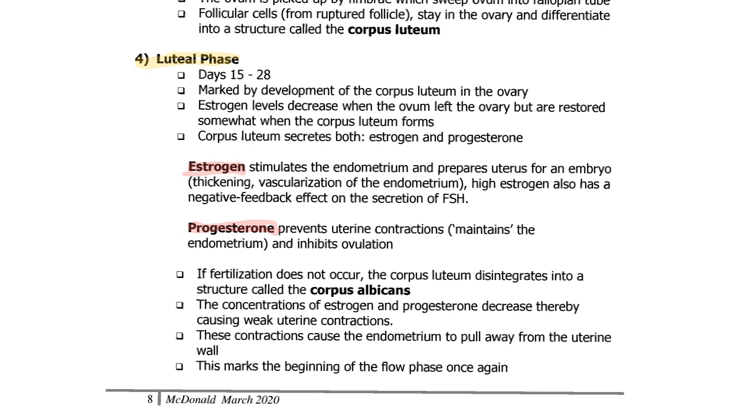So if fertilization doesn't occur, so we've got a non-pregnant female, the corpus luteum will eventually degenerate and disintegrate into a small scar called the corpus albicans. LH levels will drop, causing the corpus luteum to disintegrate. And then the corpus luteum, which we know is secreting estrogen and progesterone, will now no longer secrete those as it has disintegrated. And those levels drop. You'll get weak uterine contractions, which essentially causes the endometrium to pull away from the uterine wall, resulting in menstrual flow again. And we start back at the beginning.